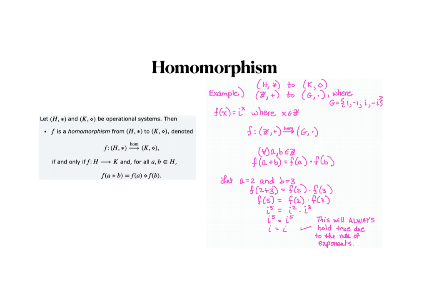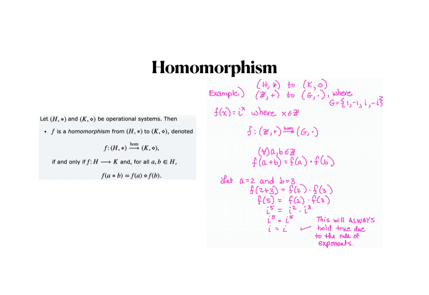So here, I'm going to let H star and K diamond be these. I'm going to let the set of all integers with addition be H comma star, and the set G, the set 1, -1, i, and -i be K, and multiplication be diamond. My function, I'm going to let equal i to the power x, where x is an integer. So my function is a homomorphism from integers with addition to my set G with multiplication.